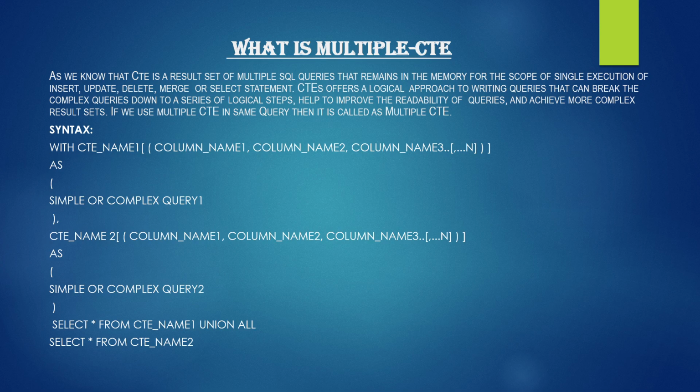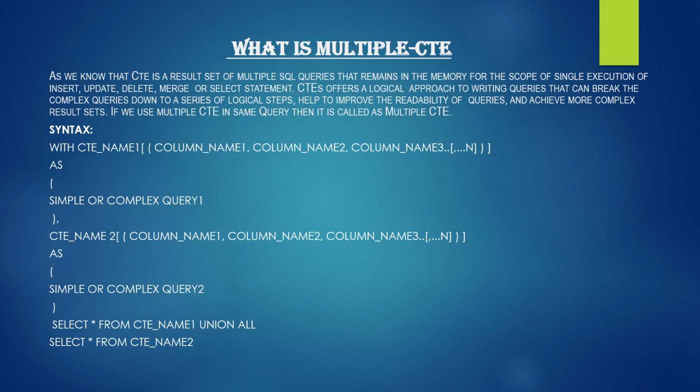So you can see here the syntax of the multiple CTE. Here, WITH CTE name 1 and then column name 1, column name 2, column name 3, up to n. Whatever columns we require, we can specify here as column names, then AS, and after that inside the CTE we can define our complex queries. After that we need to use a comma, and after that comma we can again define CTE underscore name 2. So you can see that by using commas we can define multiple CTEs.